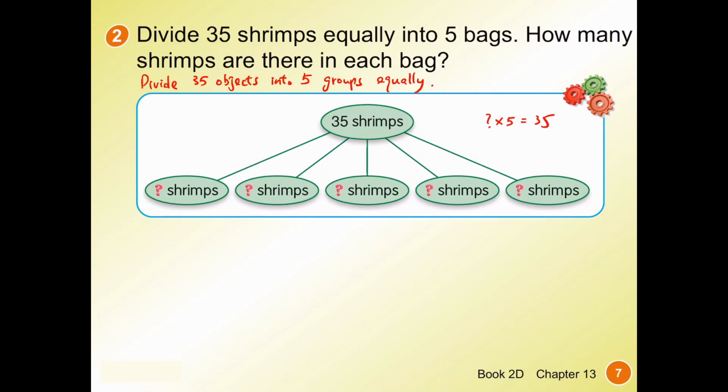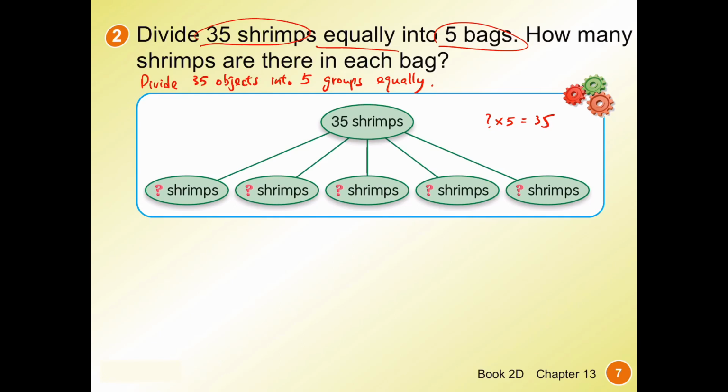So question number 2, once again we'll follow the 5-step method, and for the first step we'll read the problem. Divide 35 streams equally into 5 bags. How many streams are there in each bag? So we're done with the first step, and the second step is to find the given information. So we have 35 streams, and we have 5 bags.